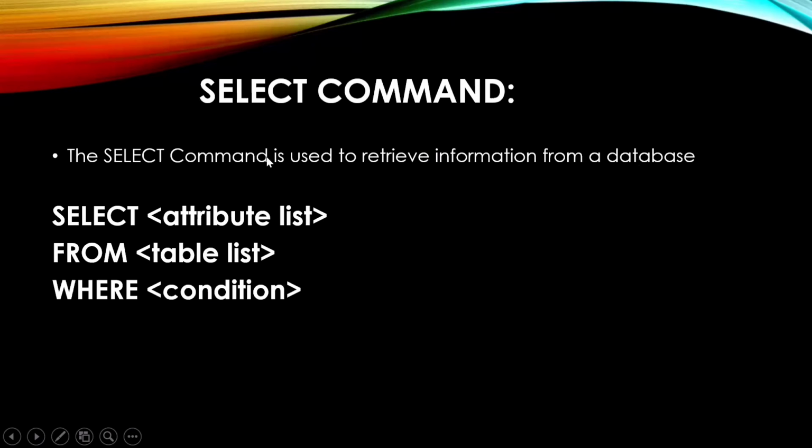Next, let us see the select command. Select command means what? The select command is used to retrieve information from your database. If you want to retrieve information from your database, you have to use the select command. So see here, select is a keyword, then the attribute list. If you want to retrieve information from a particular column, you have to write the column name here. Next, from which table? For example, teacher table or department table. Then some conditions, suppose age greater than or equal to 18, the members will be displayed on the screen, so you have to write the condition here.